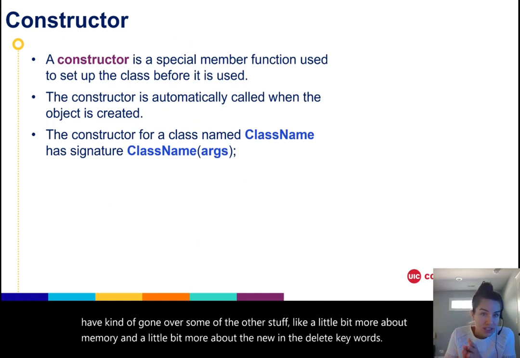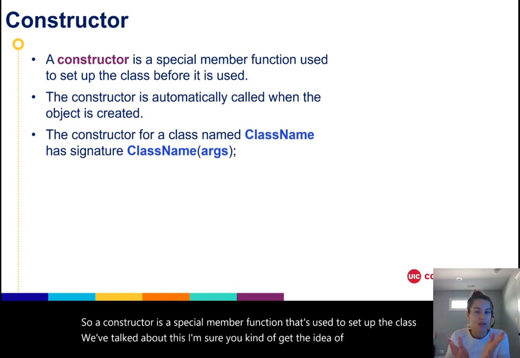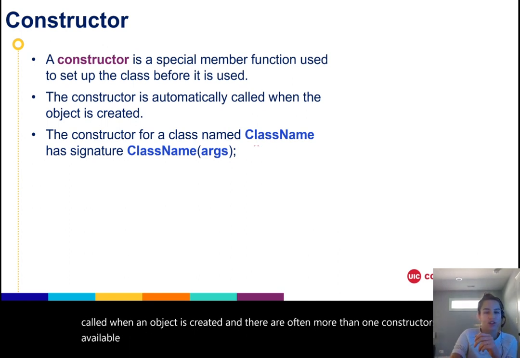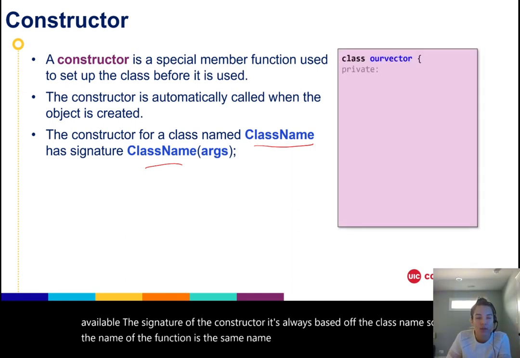So a constructor is a special member function that's used to set up the class. We've talked about this, and I'm sure you get the idea of it. It's automatically called when an object is created, and there are often more than one constructors available. The signature of the constructor is always based off the class name. So the name of the function is the same as the class name, and then it can have arguments passed in as well.